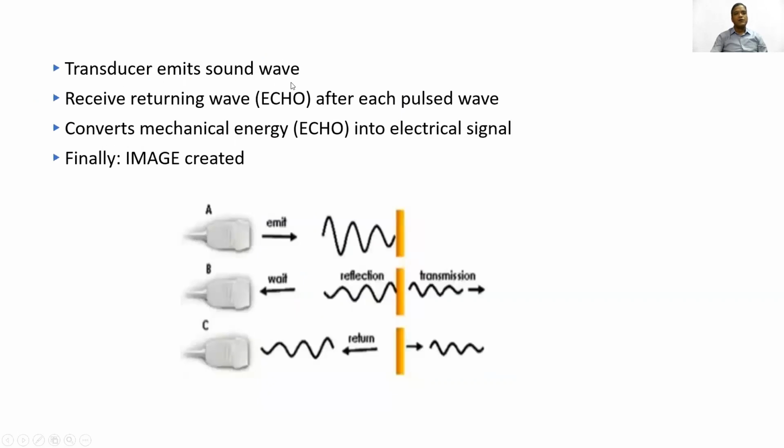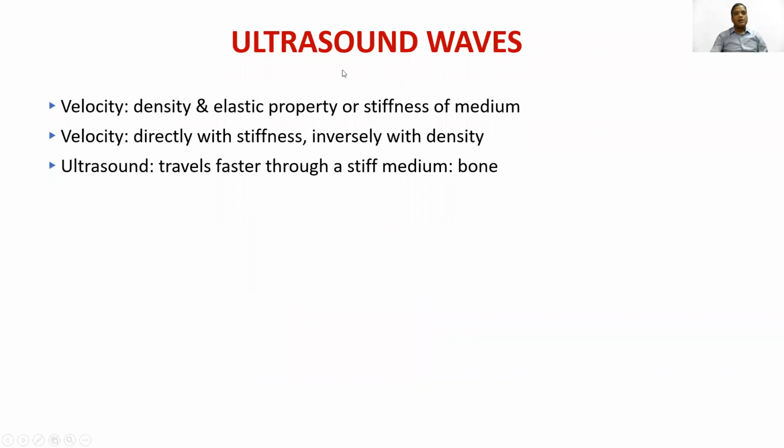Transducers emit sound waves. This in turn receives the electrical signal in the form of echo images. Finally, it creates ultrasound waves. Velocity will depend on the density and elastic property or stiffness of the medium. The velocity is high with increasing stiffness and inversely related to the density. So it travels faster through a stiff medium like foam.